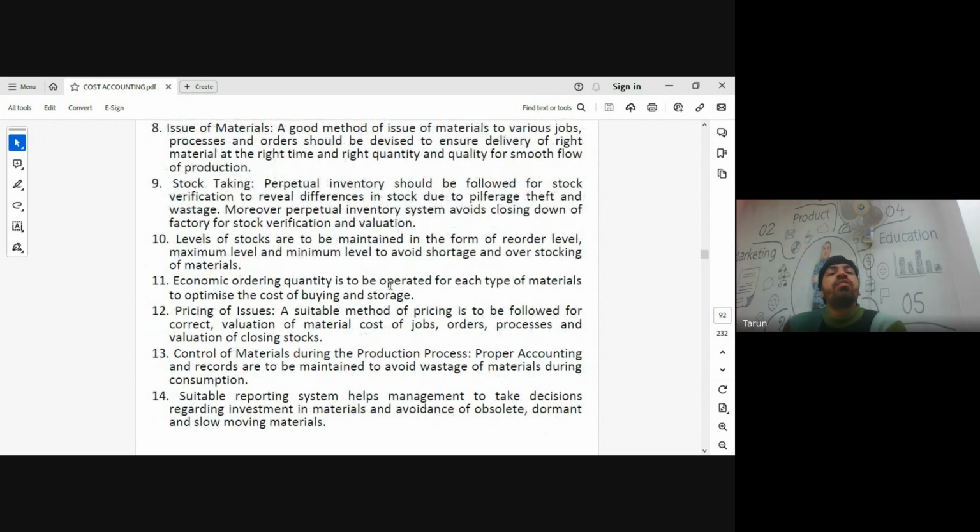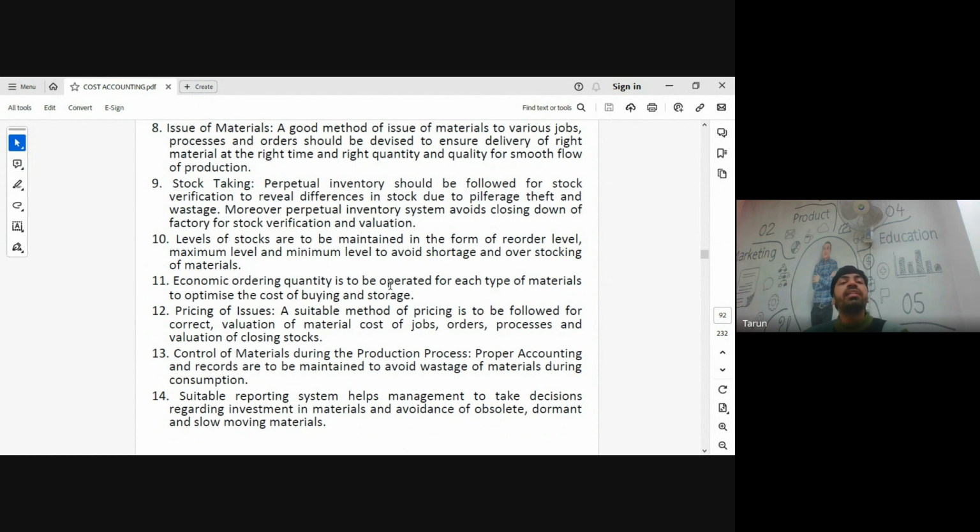Next one is issue of materials. So definitely always have a good method, whether it would be the periodic method or the virtual method, so that the particular materials should be issued to avoid the various jobs, processes and orders. It should be devised to ensure the right delivery of the right material at the right time, and of course the quantity and quality, to always have a smooth flow of the production of those materials.